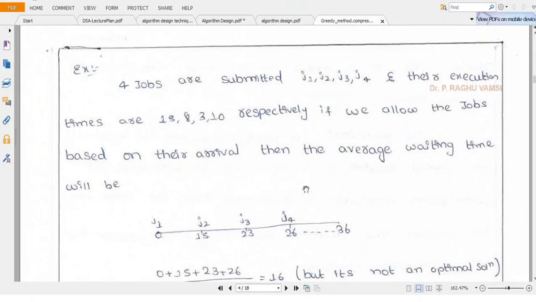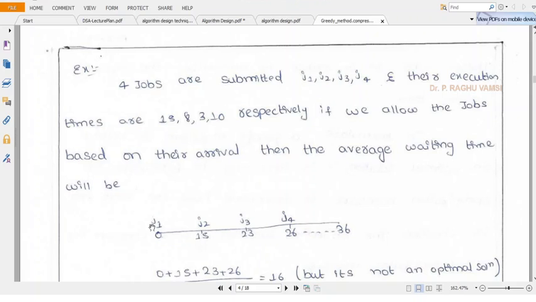Second, we will go for realization in terms of an example. Four jobs are submitted, J1, J2, J3, J4, and their execution times are 15, 8, 3, and 10 time units respectively. If we allow these jobs based upon their arrival, J1 followed by J2 followed by J3 followed by J4, then the average waiting time will be like this.